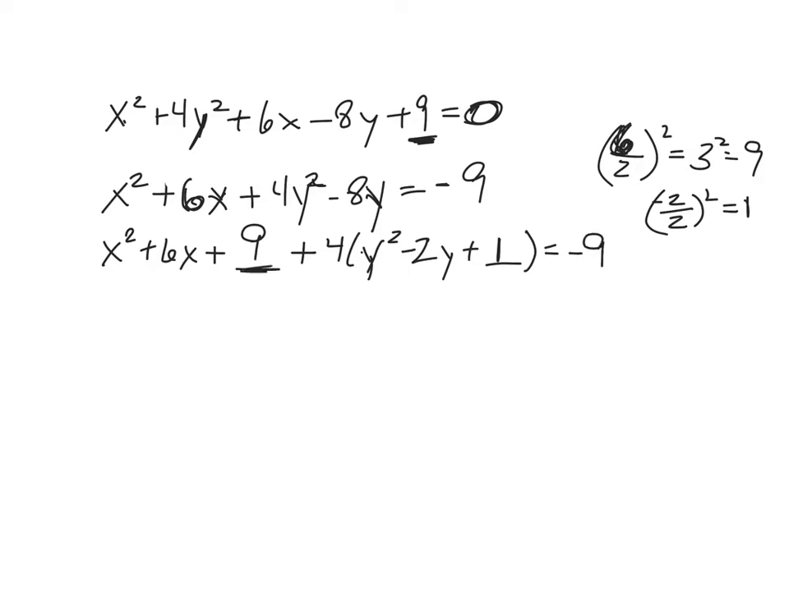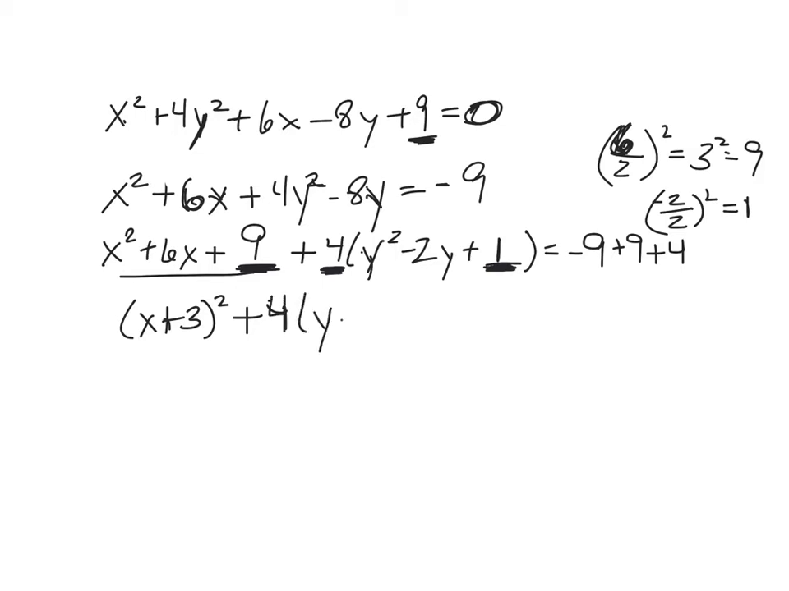Now we added the 9 here, so we should add the 9 here. And then here we added a 1, but it's multiplied by this 4. So on the other side we also have to add 4. So now looking back on the left, we've got x squared plus 6x plus 9. That can be factored as x plus 3 squared, 4 times y minus 1 squared. Our 9's cancel and we're left with 4.